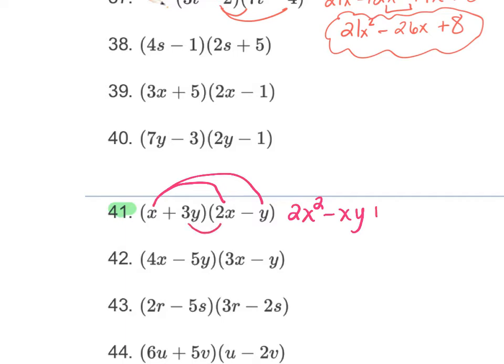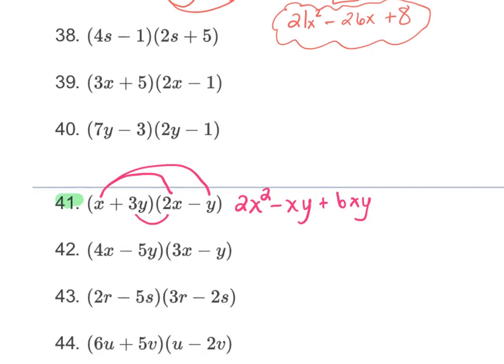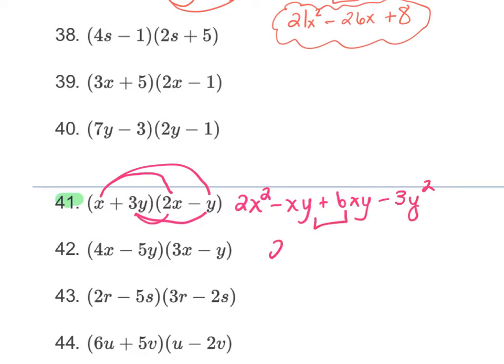3y times 2x is plus 6xy. Some of you are going to say, well, what happens if I write it yx? That's fine. But on a multiple choice test, or if they're asking you to write something in standard form, you always write the variables in alphabetical order. And then lastly, I have 3y times negative y gives me negative 3y squared. And again, I can combine here. So I have 2x squared. If I have a negative 1xy and a positive 6xy, that gives me plus 5xy minus 3y squared.